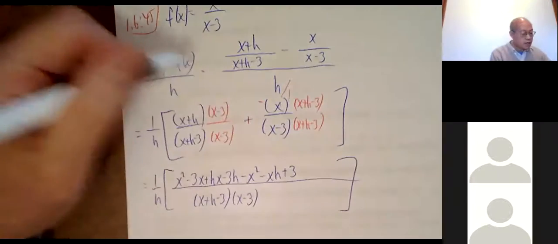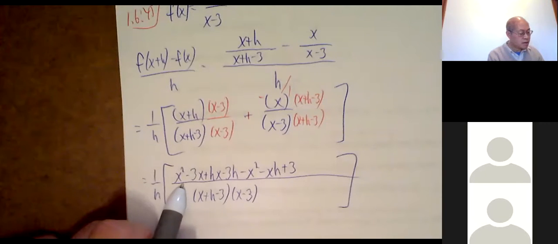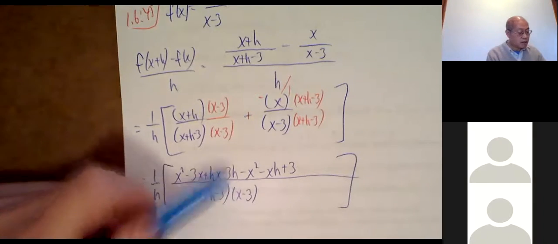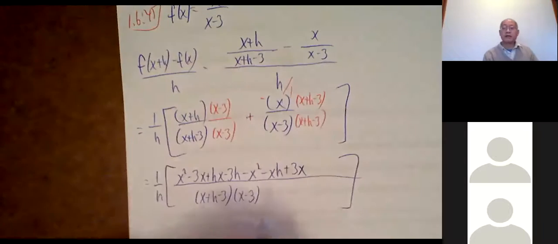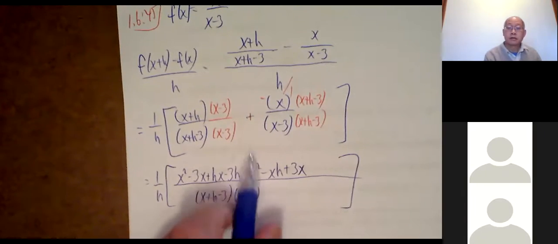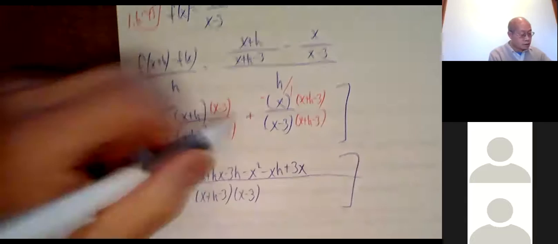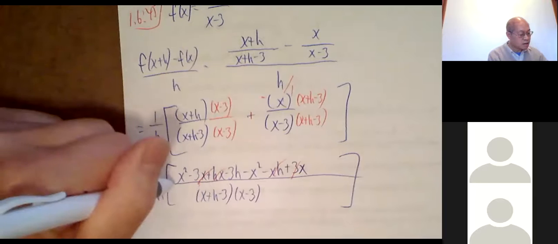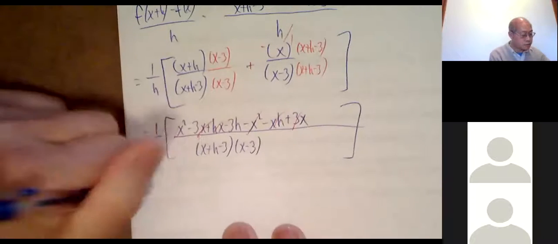So anything cancels out here. x squared minus 3x plus hx minus 3h, minus, see, I think I made a mistake. Minus x squared minus xh minus 3x. Right, that should be an x there, sorry. I'll just put the x there and then it looks like I didn't mess up. So negative x squared minus xh plus 3x. Yeah, okay. So that's gone. That's gone. That's gone. Right. So everything is gone on top except for a negative 3h.